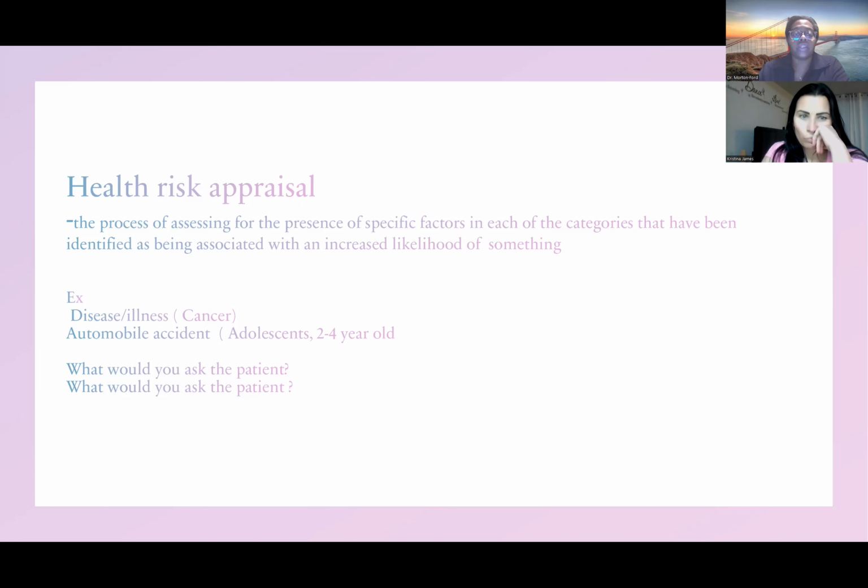Okay. So again, let me just reinforce, for adolescents and automobile accidents, we will talk to them about texting and driving, wearing seatbelts. And for 2 to 4 year olds, we will be asking the parents about, do you have that car seat? Is it installed correctly? Okay.